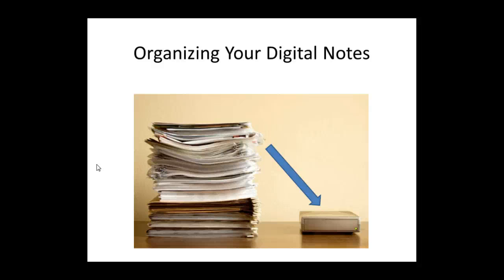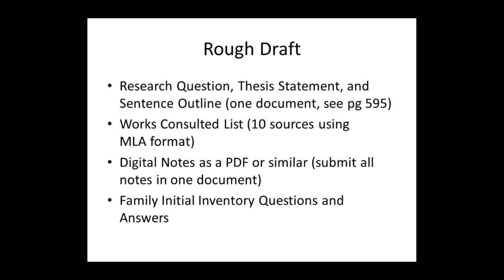So here are the requirements. I'm going to put this up on your news section for D2L, but just so you have them, here is what I am going to be grading for your rough draft. You will submit one document that has the research question on it, the thesis statement, and a sentence outline of your paper. This is all going to be on one document, and you can see page 595 of your textbook. That will have a sample research paper complete with a sentence outline, so you can follow it.